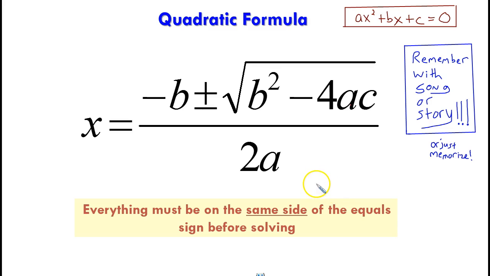It was like this. Negative b, plus or minus square root, plus or minus square root, b squared minus 4ac, b squared minus 4ac, all over 2a, all over 2a.